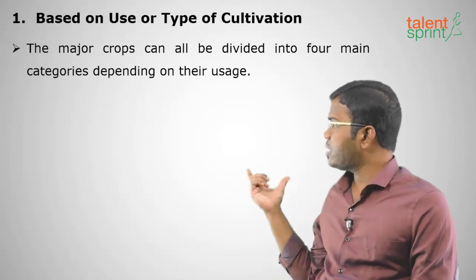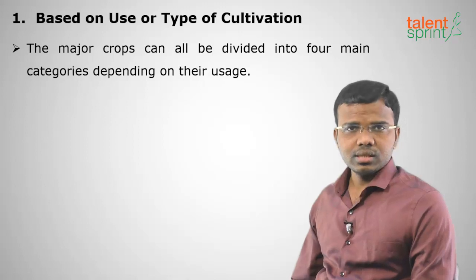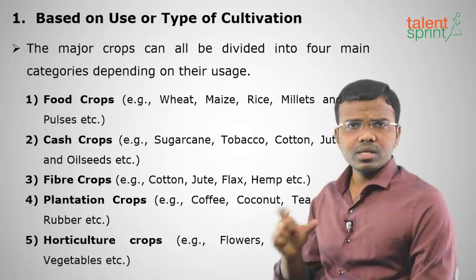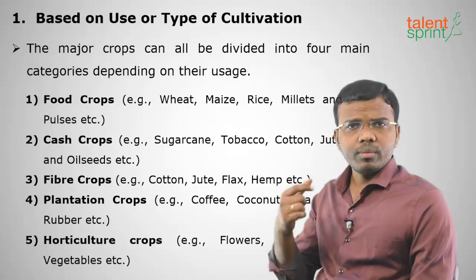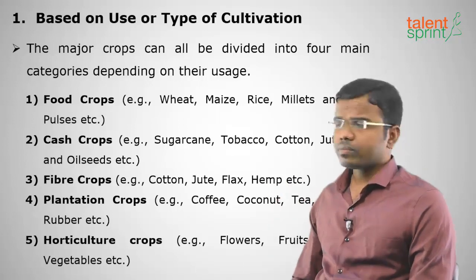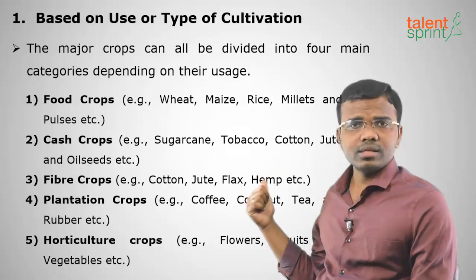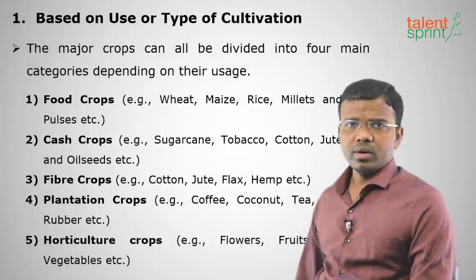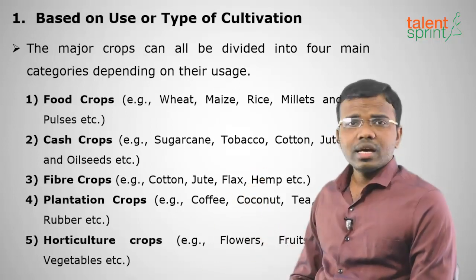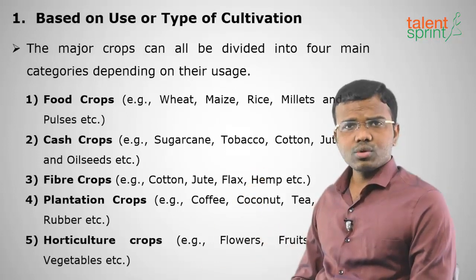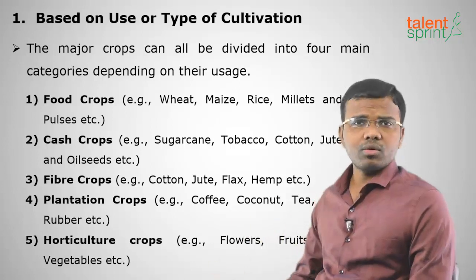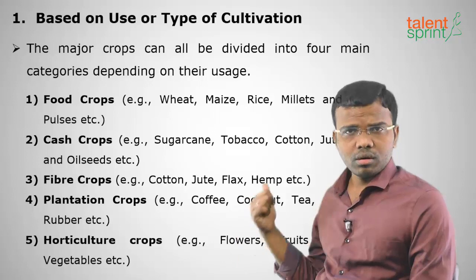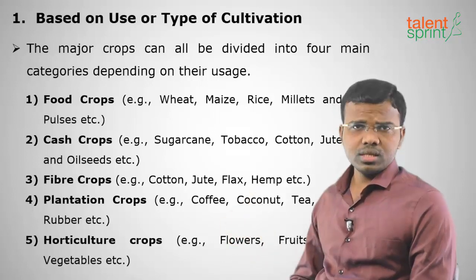So what are the categories of crops coming under this type of cultivation? So first is food crops. As the name says, food crops are grown majorly for food. So what are the examples? Rice, wheat, maize, pulses, etc. Okay, and the second category is cash crops. So what do you mean by cash crops? As the name says, cash crops are grown for profit. So they include sugarcane, tobacco, cotton, groundnut, etc.